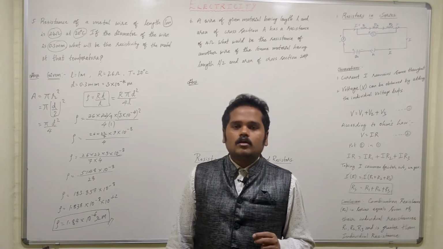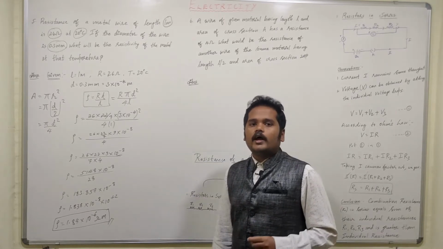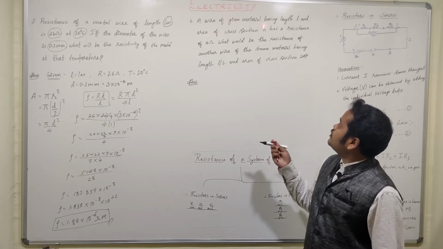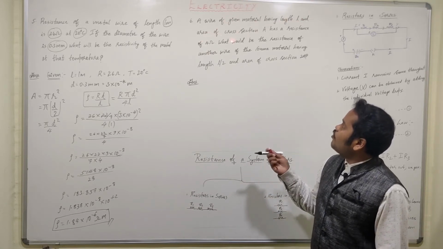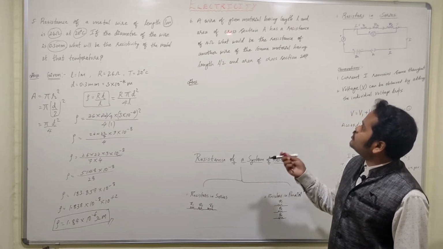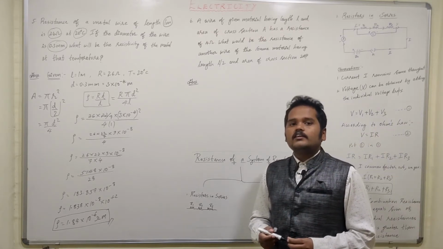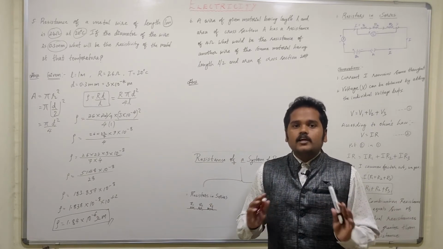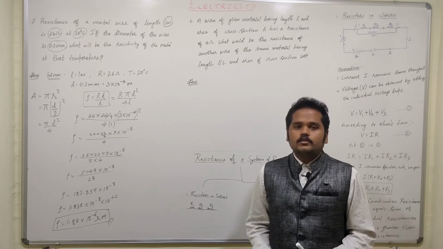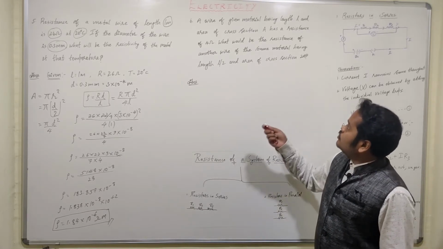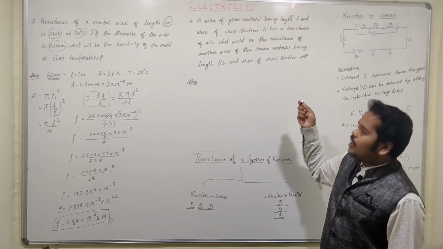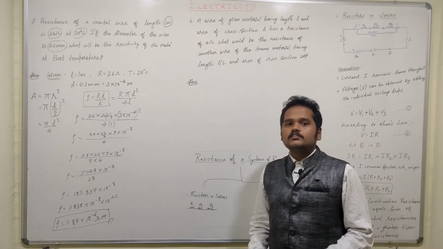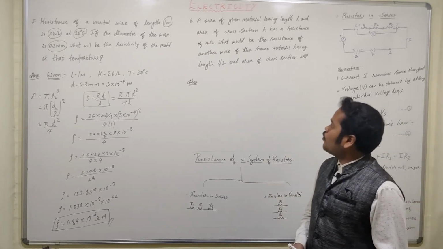Now we will look into the second problem and try to solve it. A wire of given material having length L and area of cross section A has a resistance of 4 ohm. So here they are telling us that there is a wire, and there is area to the wire and there is length to the wire. Area and length. So the resistance of that wire is given to be 4 ohm.